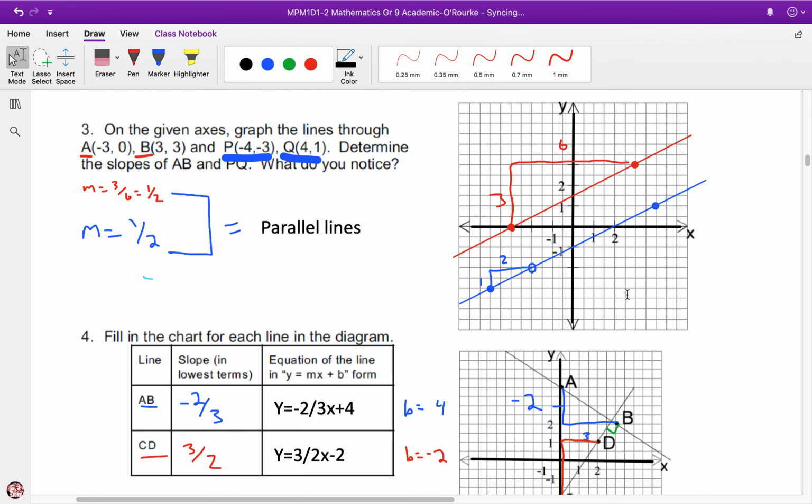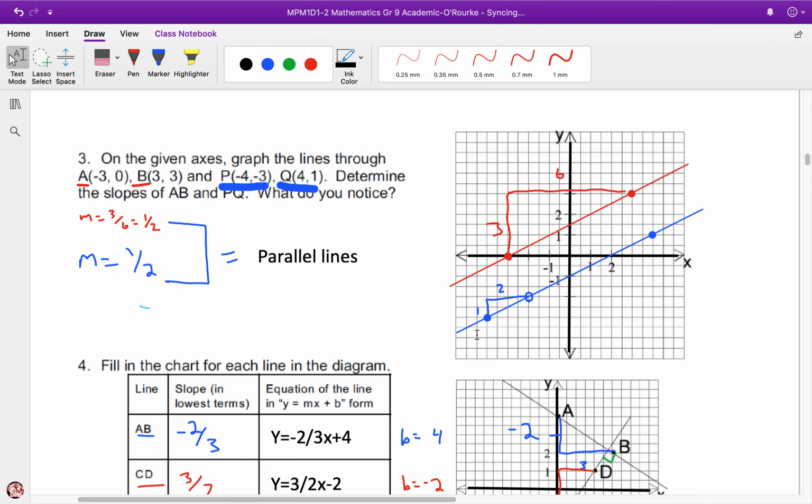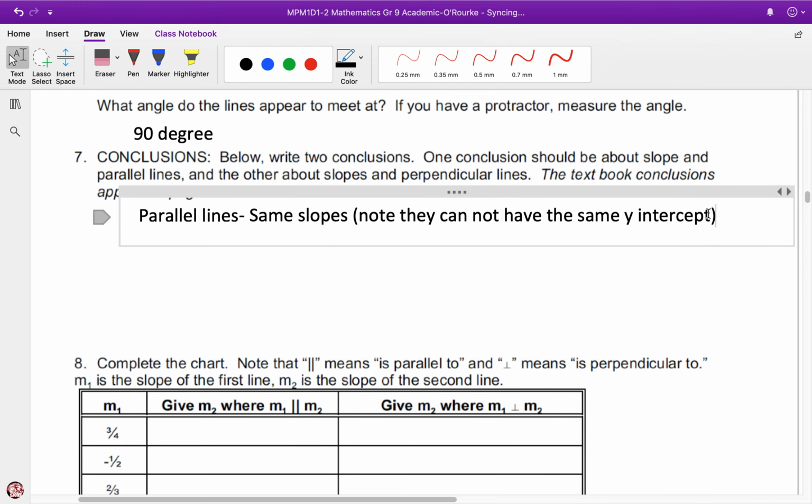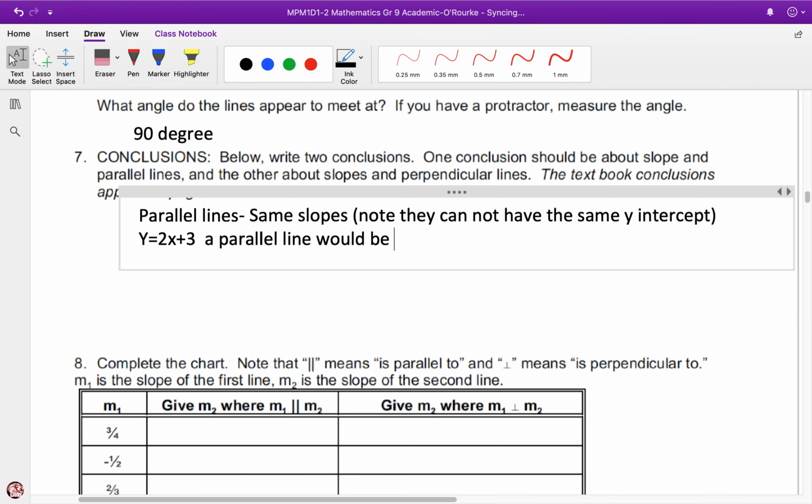So if I go up here and take a look at this one, if I wrote an equation with the same slope and the same y-intercept, it would create the same line. So they have to have different y-intercepts. For example, if I wrote the first one here, y equals 2x plus 3, a parallel line would be y equals 2x plus anything you want. You could put 0 in there, you can do anything, you just can't put 3.